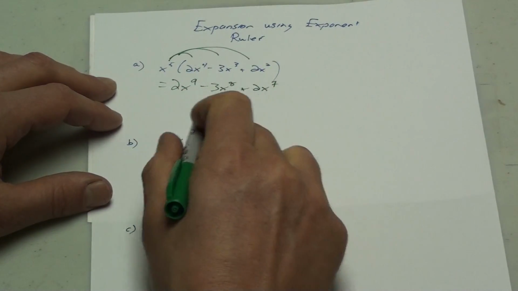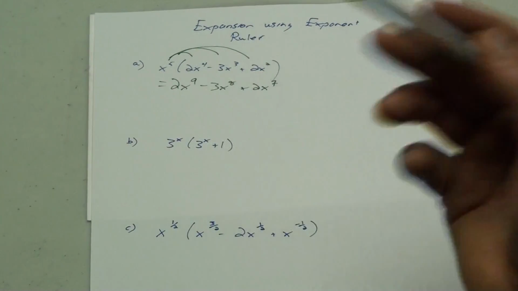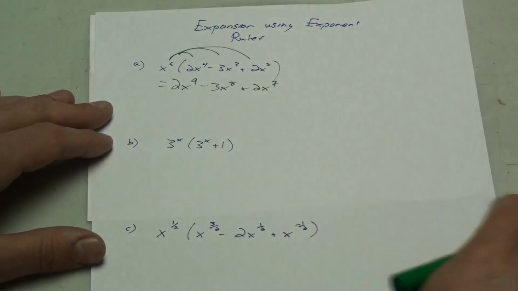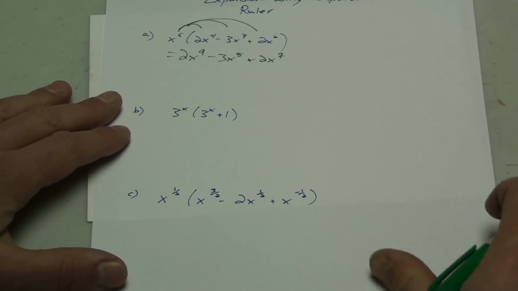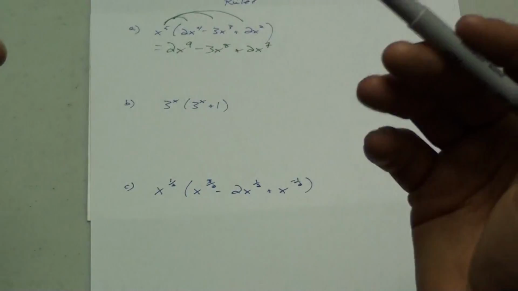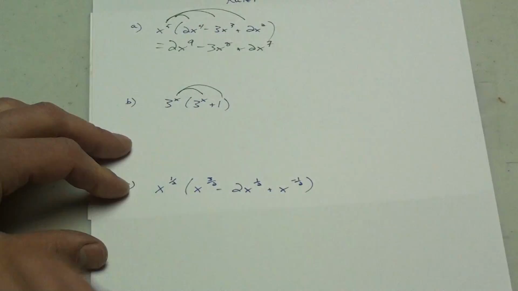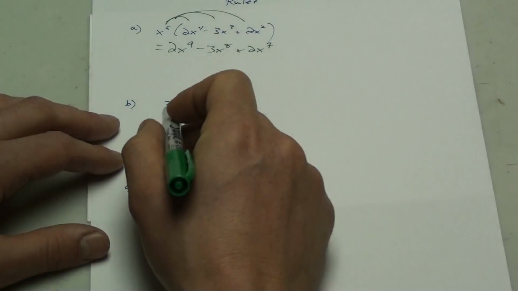Check if I have any like terms, which I don't because they're all different powers. Then I leave it as is. Now you get into some more interesting ones where your exponents are x, but the rule stays the same. As you're multiplying, add any exponents.